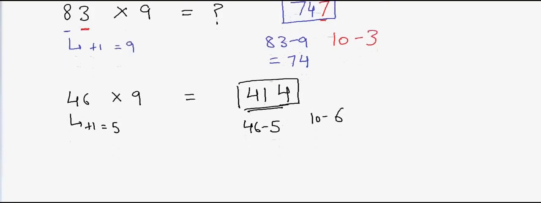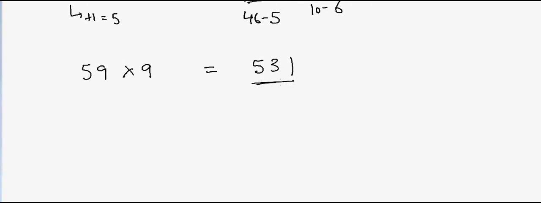Now let's try it faster for some other numbers. Suppose I have 59 and I want to multiply by 9. In that case, 10 minus 9 is 1. So the last digit is now 1, and then 5 plus 1 is 6. 59 minus 6 is 53, so 531. That will be my answer. So you can see that I can do the calculation very fast.